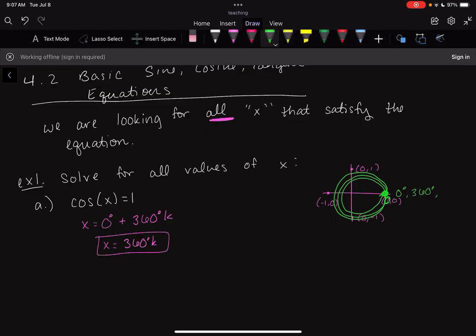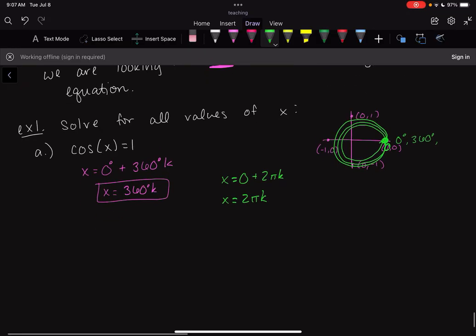In radians, we would write our answer as 0 plus 2 pi k, which we can just write as 2 pi k. So be careful whenever you're typing in answers and stuff on the homework. They can be picky about degrees or radians. I don't usually mind. I'm okay with whatever you prefer, whatever makes more sense to you. So let's go ahead and do another one of these.